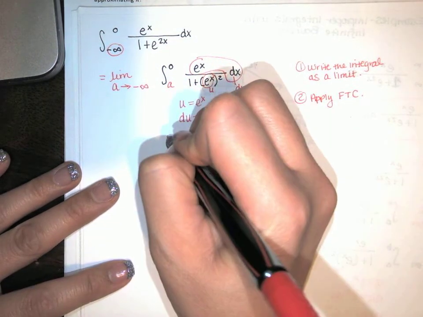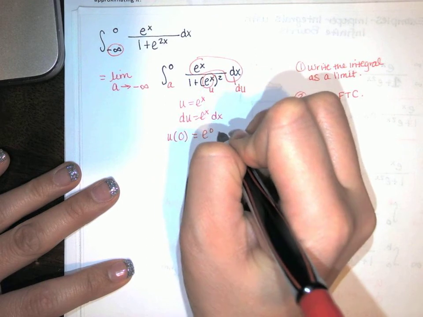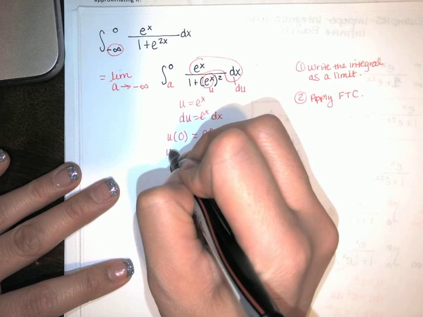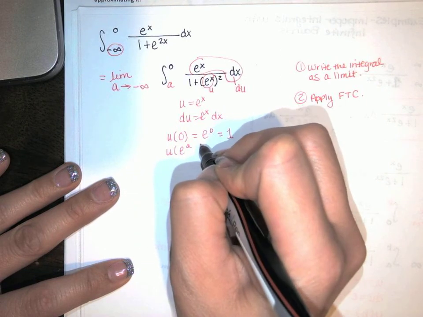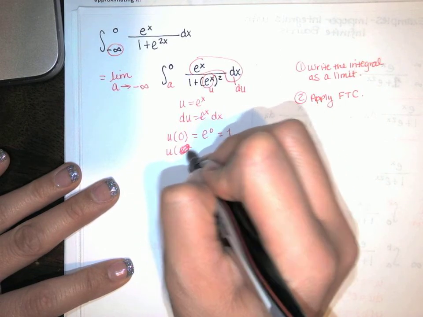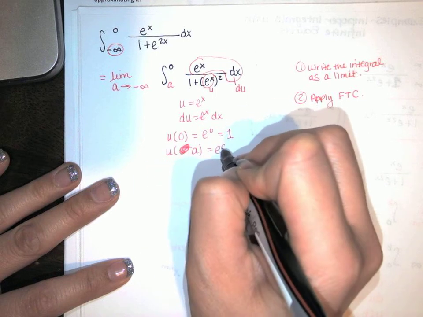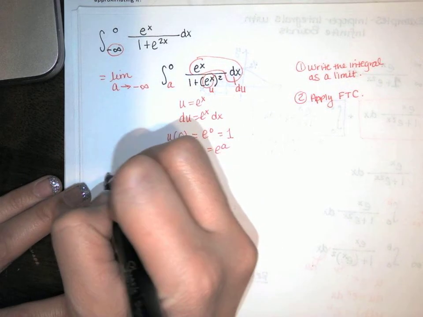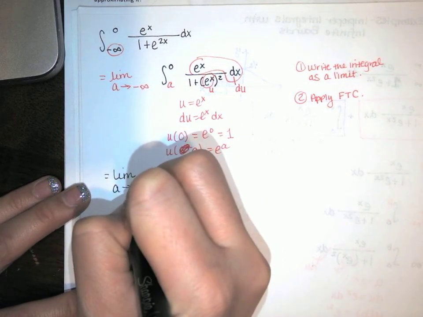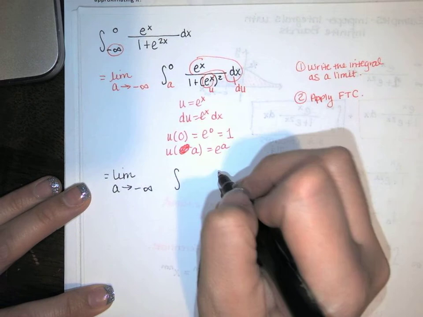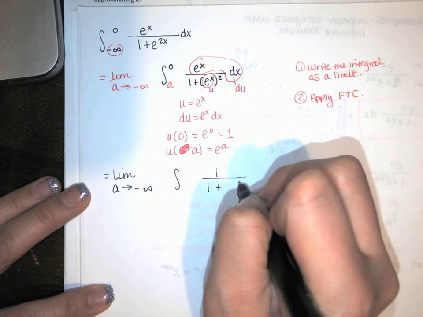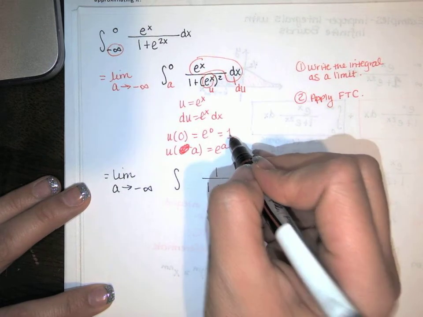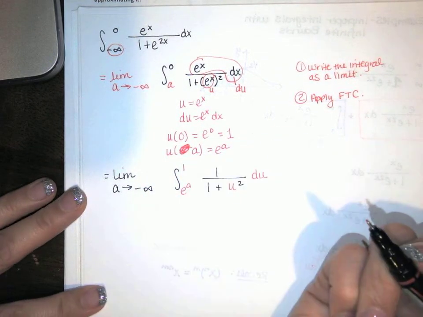Now we need some new bounds. When you substitute x equals 0 here, e to the 0 is 1. When you substitute a here, u of a is e to the a. So that's my new upper limit, that's my new lower limit. Just bringing my limit along for the ride. All right, now I've got 1 over 1 plus u squared du, and my new upper limit is 1, my new lower limit is e to the a.